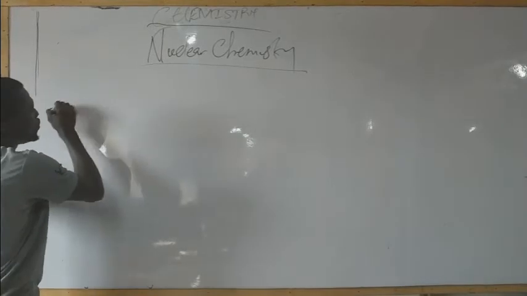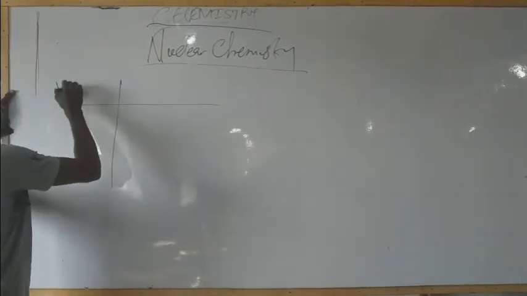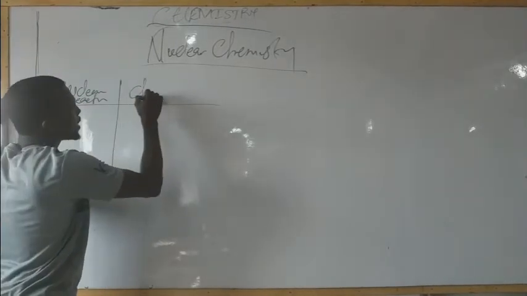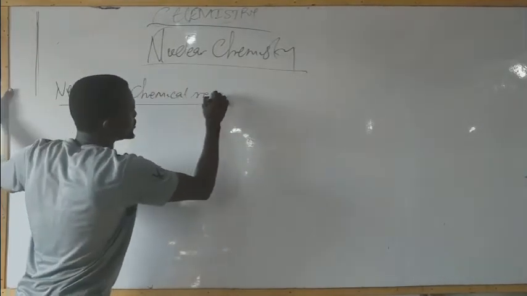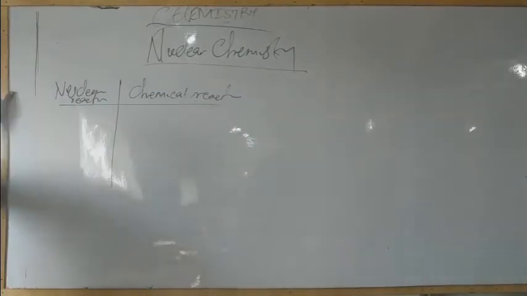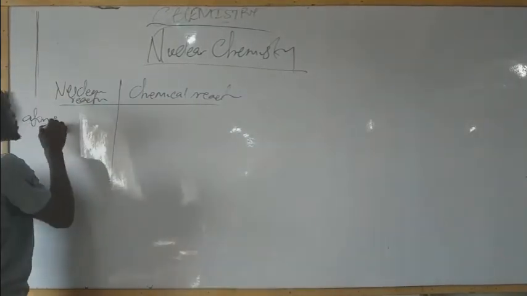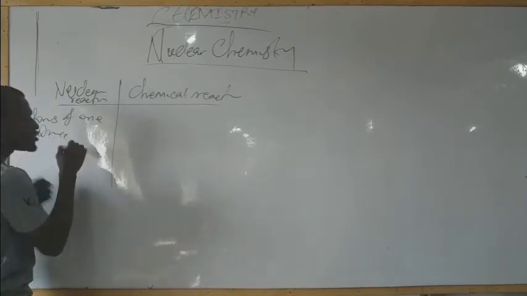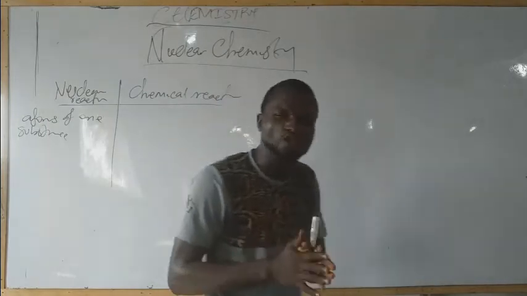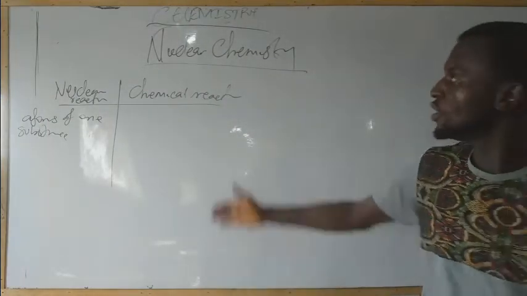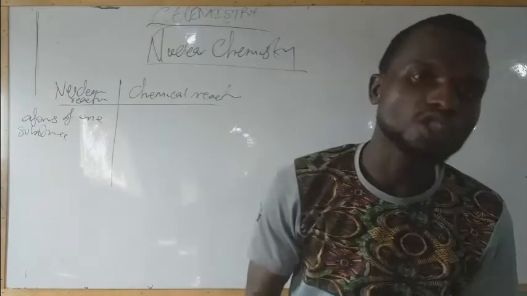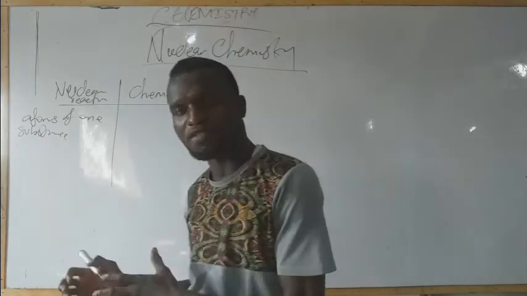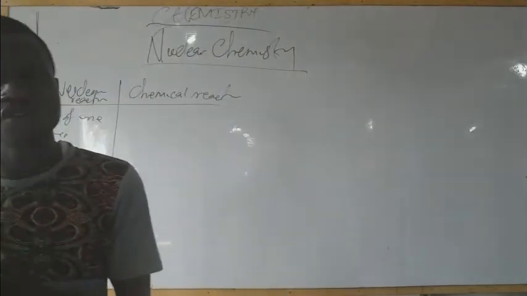Now, we look at the distinction between nuclear reaction and chemical reaction. In nuclear reaction, atoms of one substance are converted into atoms of another substance, while in chemical reaction, atoms of one substance are not converted into atoms of a different substance. That is, atoms are conserved.